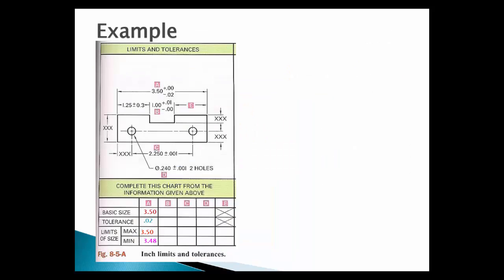In this example, A is shown with a deviation tolerance. Determine the maximum limits and minimum limits and then the tolerance of the dimension.